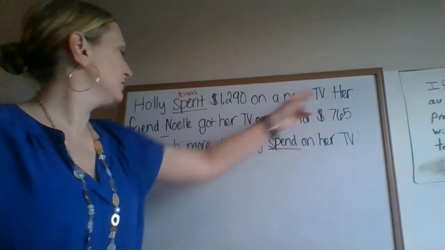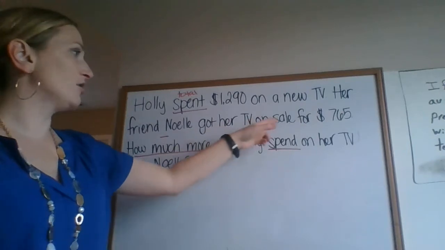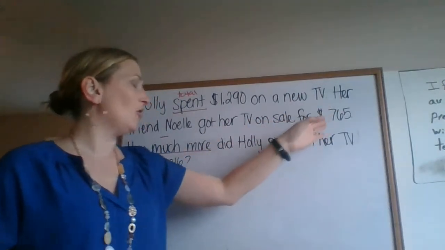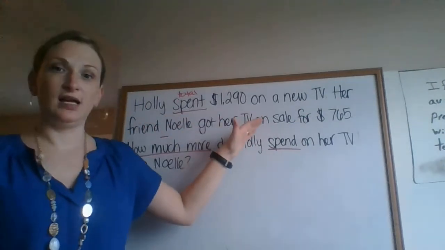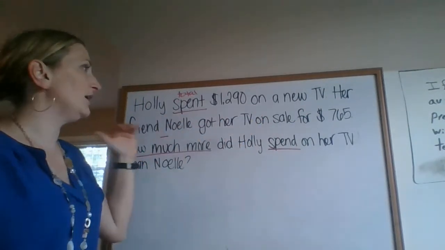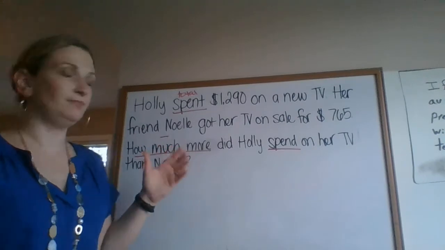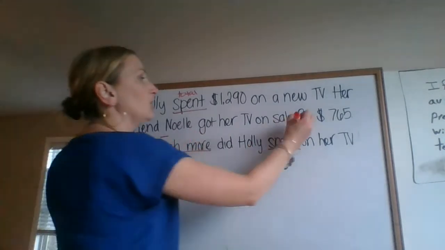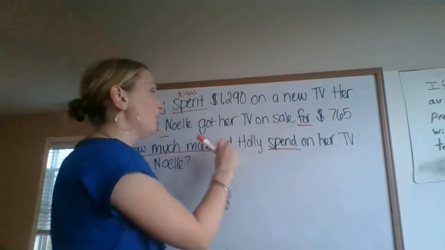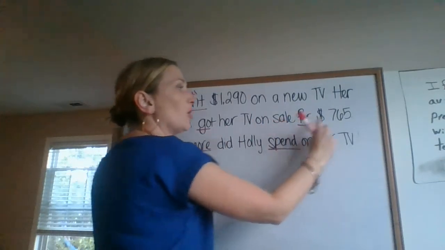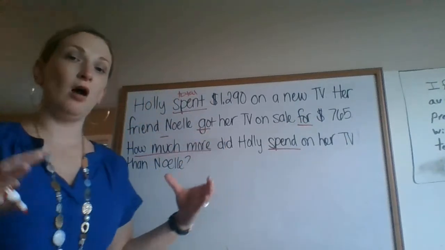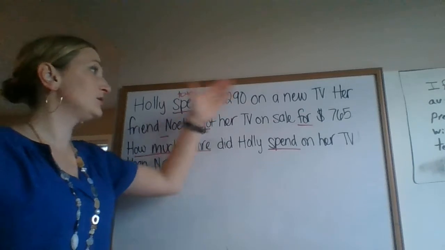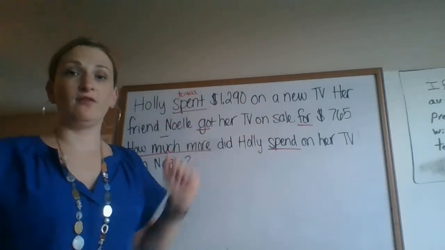We keep reading. So her friend, Noelle, got her TV on sale for $765. So we have another dollar amount. Do we have any words that indicate an operation? Not really. And it sounds fairly similar to the other one. So we're going to go after, you could go for by itself, but we also talked about got for this. So in this problem, it sounds like we're subtracting, we're comparing. And what are we comparing? The two totals that we have in this problem.